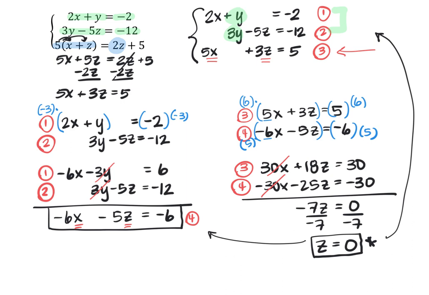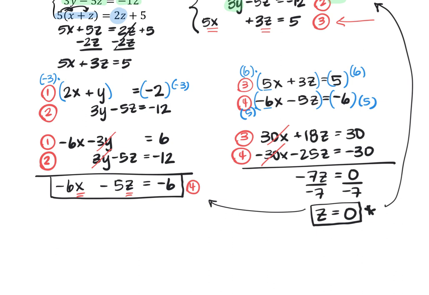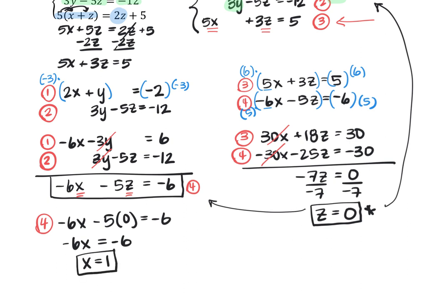So noting that I need both x and I need y, I'm going to go back to equation 4 just because it's right here. So here's my equation 4. I'm going to go ahead and substitute in our z value. So negative 6x minus 5 times 0 equals negative 6. Negative 6x then will equal negative 6. Dividing by negative 6, x is equal to 1. So now I have two values. I have both x and z, and now I need y.